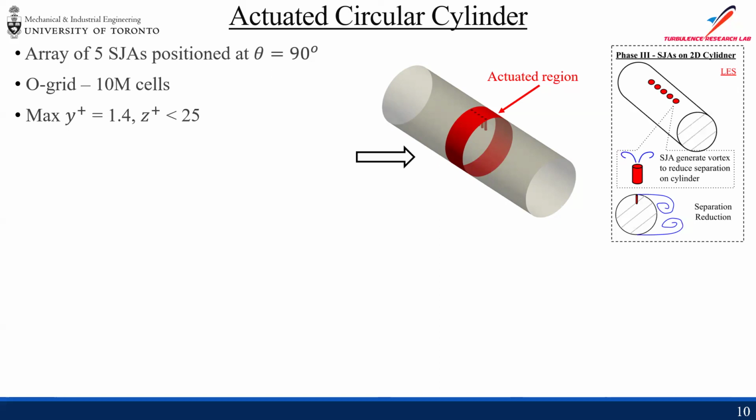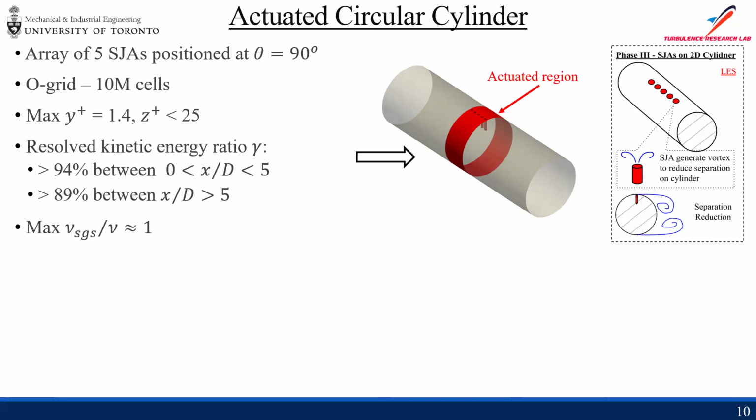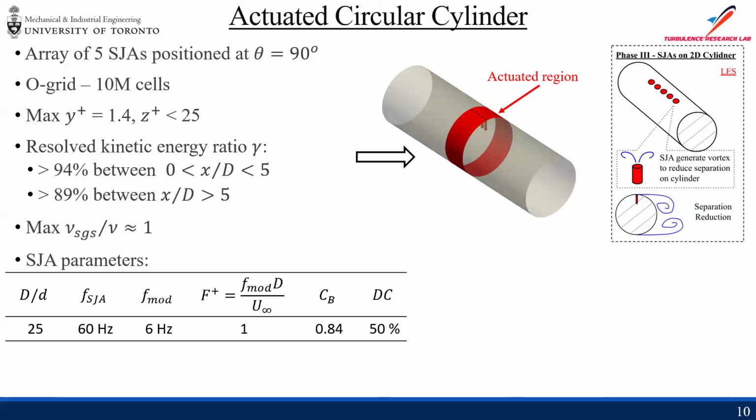The mesh is a modifiable grid with 10 million cells, maximum Y plus of 1.4, maximum Z plus of 25, resolving at least 89% of the turbulence in the entire domain, and a maximum subgrid scale viscosity to kinematic viscosity ratio of roughly 1. A couple of SJ parameters I want to highlight. First of all, the diameter of the cylinder to the diameter of the SJ is 25 to 1. The modulated frequency is 6 Hertz. This comes out to an F plus reduced frequency of 1.